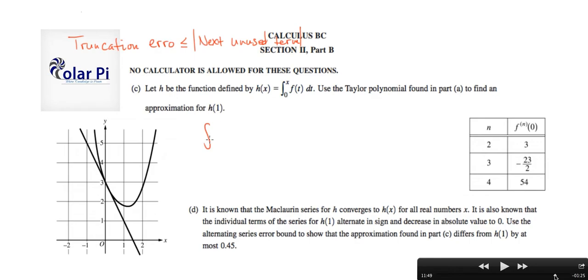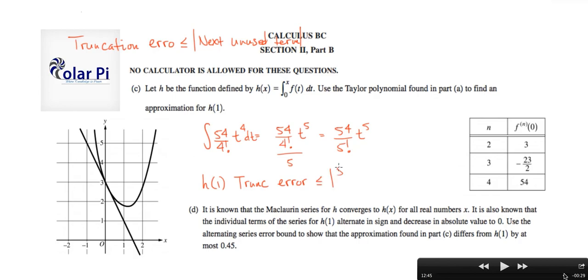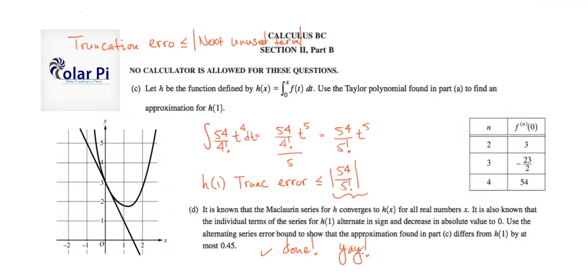Okay, so I'm actually just going to do the indefinite integral on the next unused term, and the next unused term on f would be 54 over 4 factorial t to the 4th, and then dt, right? And so if we integrate this, we get 54 over 5 factorial times t to the 5th. And if we plug in 1 into it, what we're going to get is that the truncation error associated to h of 1 is less than or equal to the absolute value of 54 over 5 factorial times 1 to the 5th, but 1 to the 5th is just 1. I have absolute values up here also, right? And yeah, I'm done because you should check that this is, in fact, less than or equal to 0.45, but I trust that it is, and yeah, cool. Okay, take care.